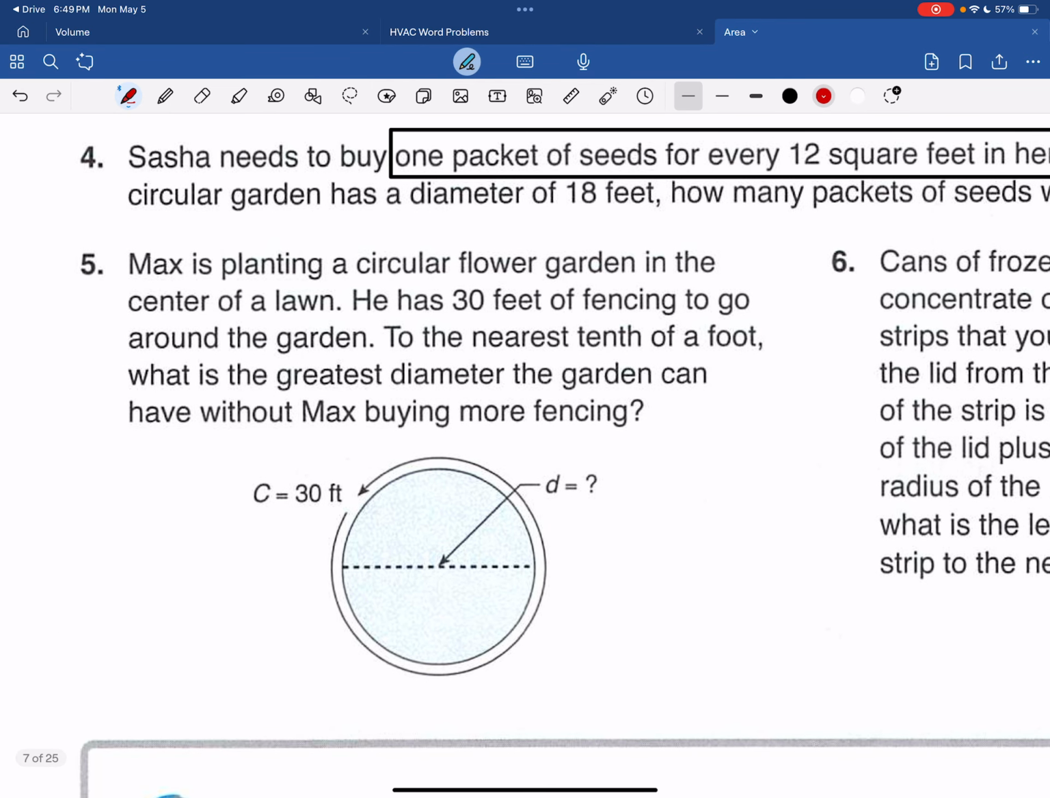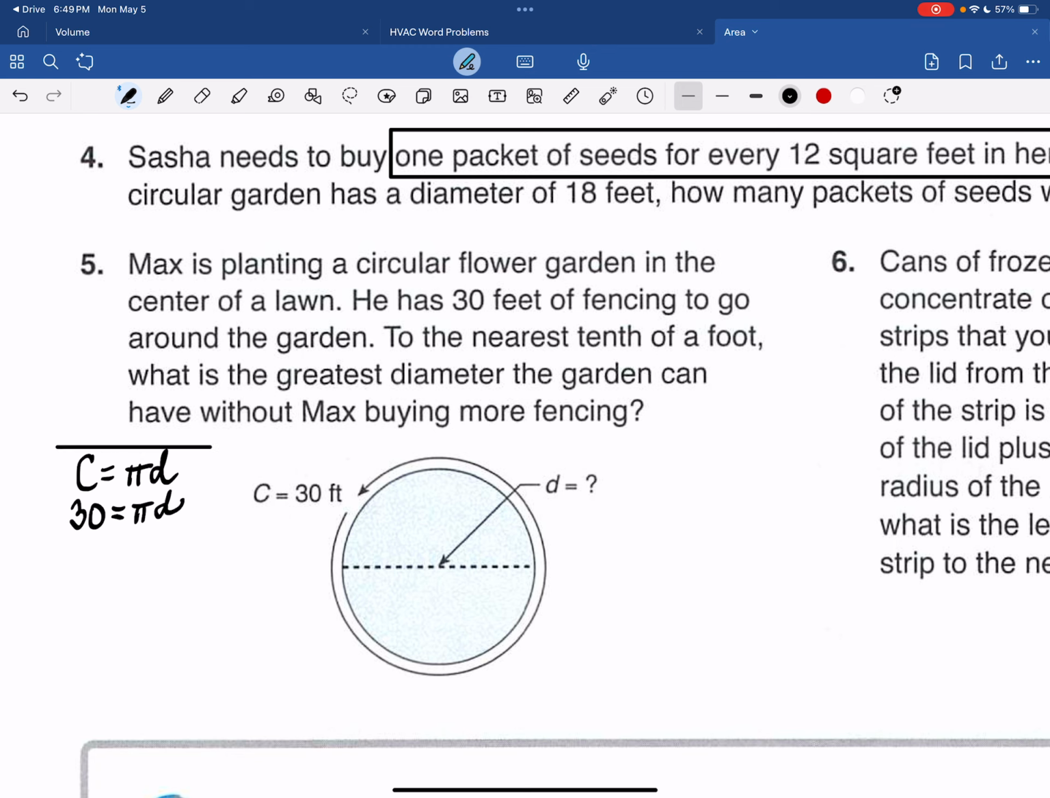Max is planting a circular flower garden in the center of a lawn. He has 30 feet of fencing to go around the garden, so that's circumference. To the nearest tenth of a foot, what is the greatest diameter the garden can have without Max buying more fencing? So we are given circumference, and we're looking for diameter. We know that circumference is pi times the diameter, and we know that circumference is 30, so that's 30 equals pi d.